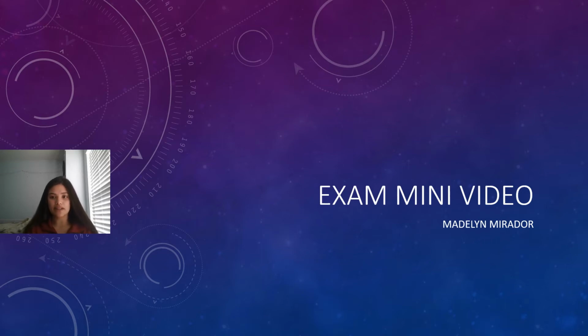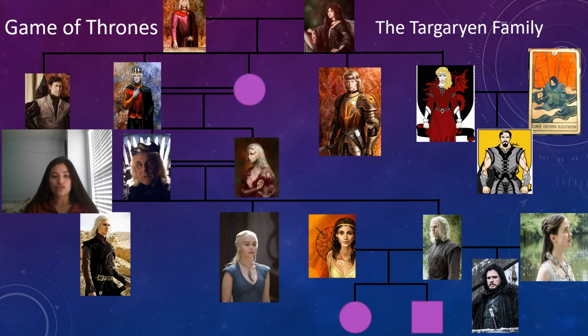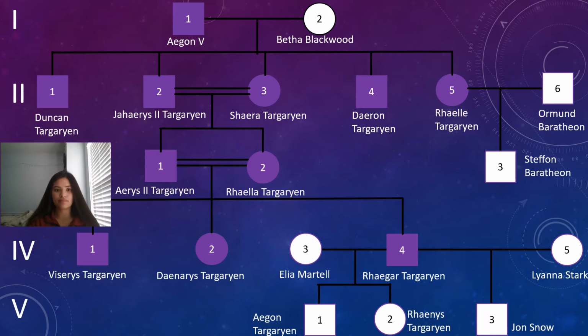This is my exam mini video. So I've chosen to do the Targaryen family from the Game of Thrones series. I will be tracking the trait of purple eyes in their family. And so here's their family tree again.